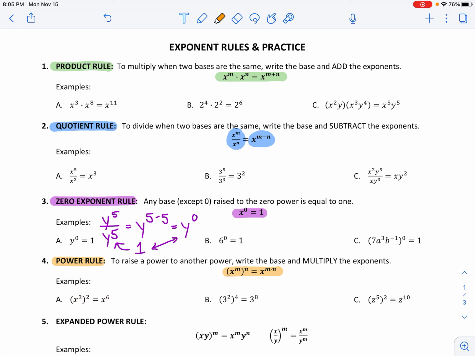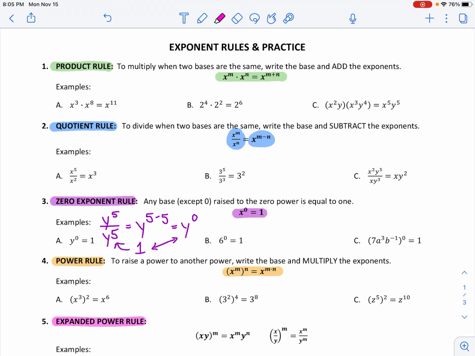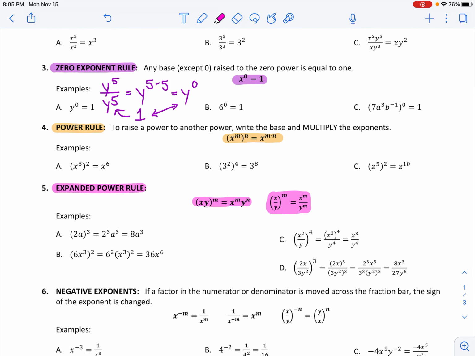All right. And then the expanded power rule that you see here, that's if you have multiple things being raised to a power, you can essentially distribute that power to everything inside. It happens when you have a product inside of parentheses or when you have a quotient inside of parentheses. Okay, so some examples of that are right here. So if you have 2a to the third, that's the same as 2 to the third times a to the third, and then 2 to the third you can reduce down to that 8a cubed, or 8a to the third. Okay.